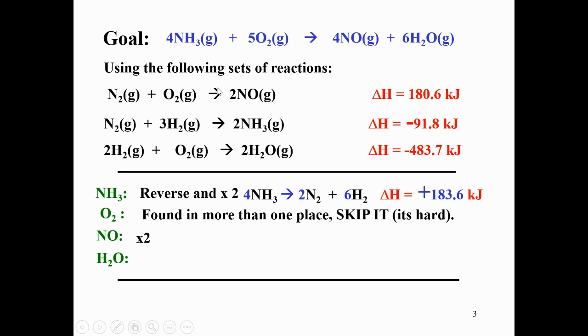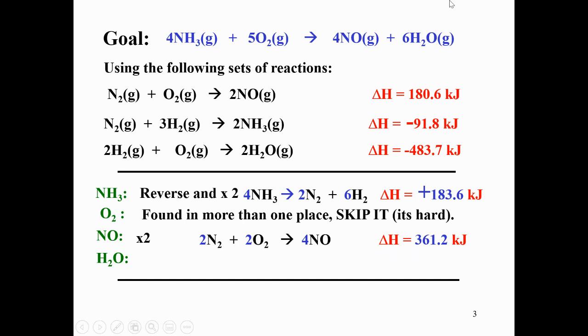If I look at NO here, where do I have NO? The only equation that I have NO on is the second one. And it is on the correct side, right? It's on the right-hand side. But I need to do what to it? I only have 2 here, but I need 4. So I'm going to have to multiply it. Okay? So now I have 2N2 plus 2O2 forming 4NO. If I multiply it by 2, I have to multiply my delta H by 2.